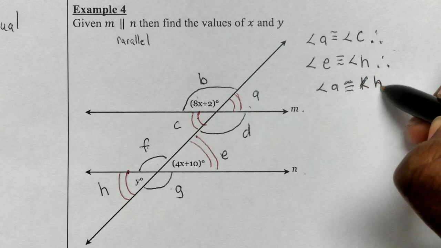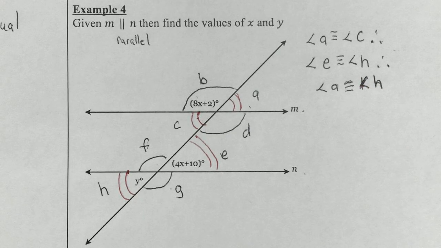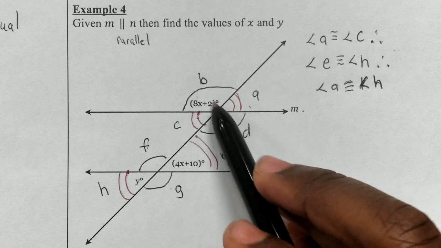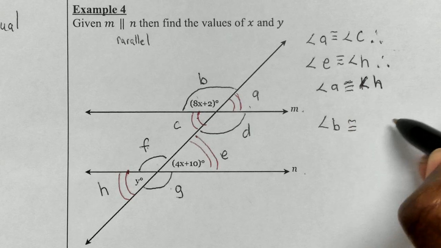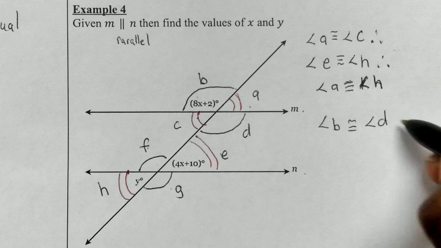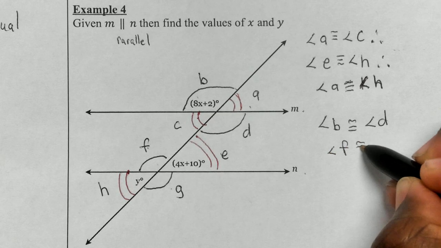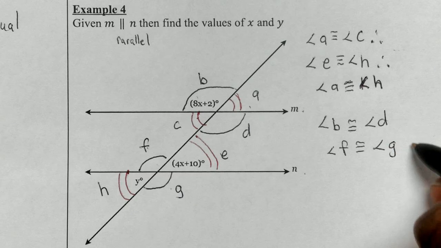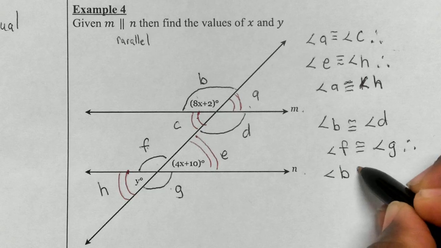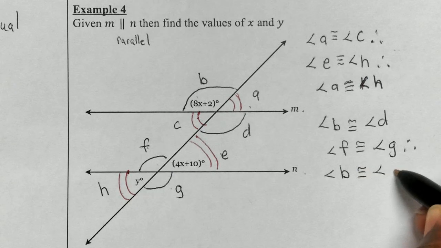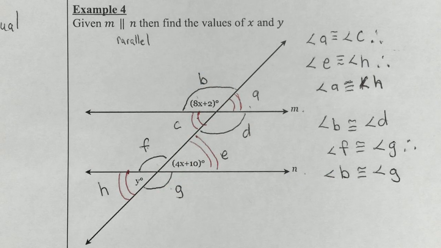Okay? So, again, guys, this is essentially what you can see. And then vice versa. We could say the same for this angle right here. We could say that angle B is equivalent to angle D. Angle F is equivalent to angle G. Therefore, angle B is equivalent to angle G. Okay? So this is equivalent to this. So that's the concept of transversals.